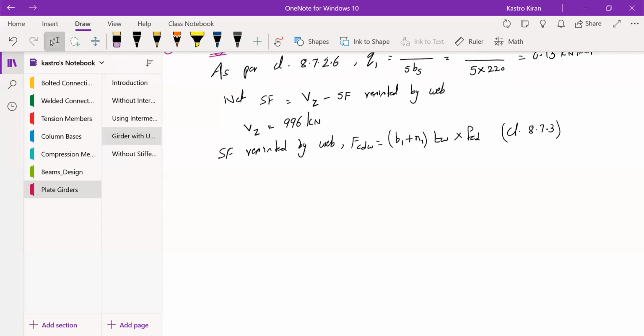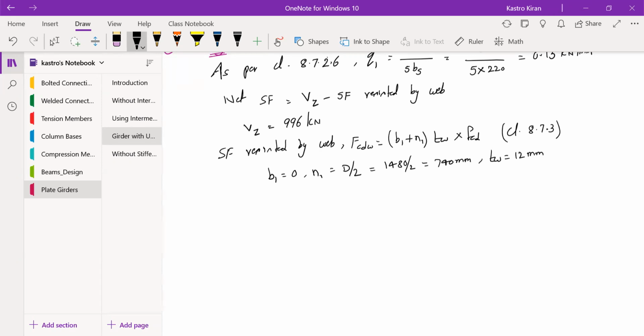But here, when you have the combination of the loads, remember, the value of B1 is directly taken as 0. And the value of N1 is taken as total depth divided by 2, that is half of the total depth. Total depth is 1480 upon 2, that will give you 740 mm. And the thickness of the web is 12 mm.